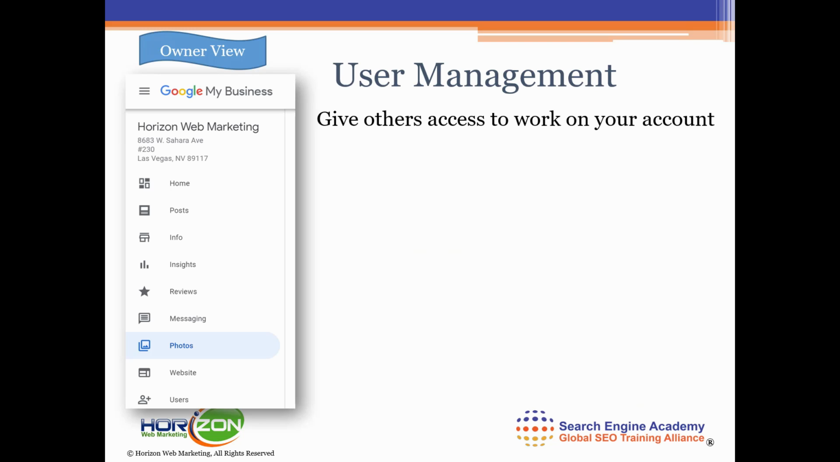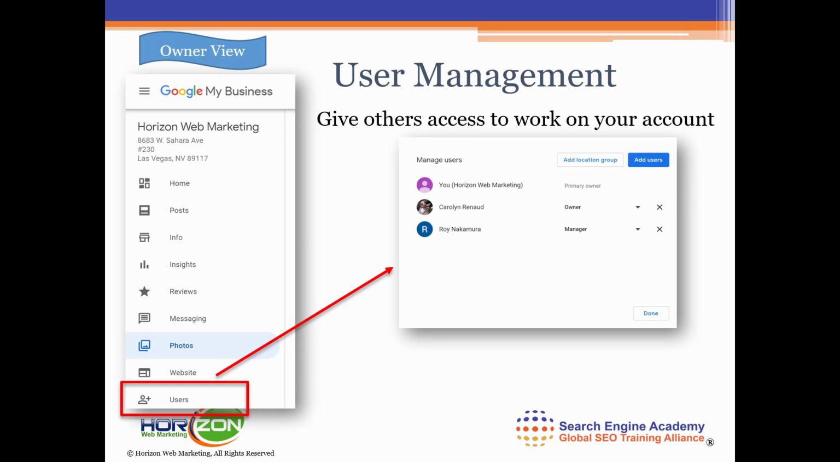One of the most important things with regard to Google My Business is the ability to give others access to work on your account. It's really hard for all of us to do everything. We need to take a team approach, including a team approach to managing our business. Within Google My Business, you'll see there's a users choice on the left-hand side, and if you click on that, it will give you a listing of who already has access and allow you to add other users with different types of rights. You can see here I'm showing primary owner, owner, manager, different types of rights to access your listing and work on it, whether it's an employee or a contractor or an agency, like, for example, our agency, Horizon Web Marketing.